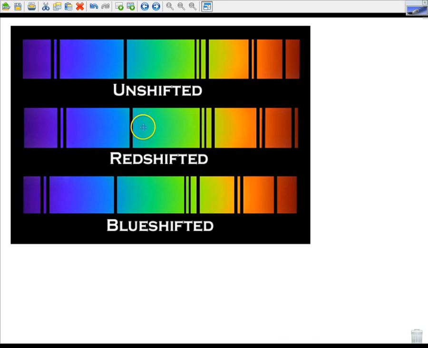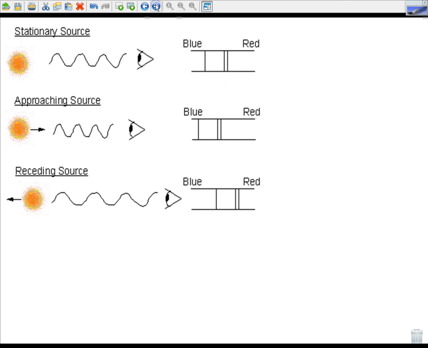And here you could see it's red shifted. You could see it's the same pattern, same spacing. They just shift to the red. This object here is moving away from the observer. And here when it's blue shifted, again, same pattern, but it just shifts to the blue, and that means that object is moving towards the observer.